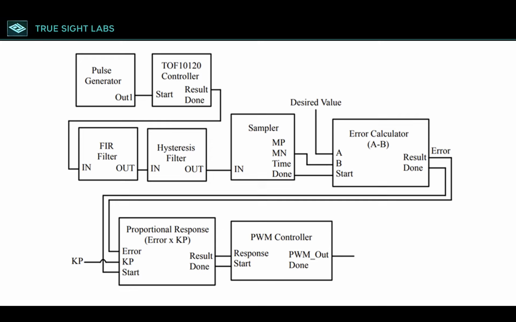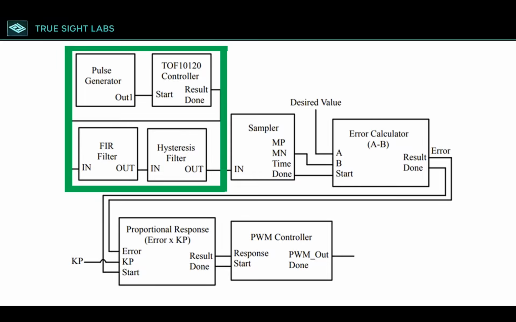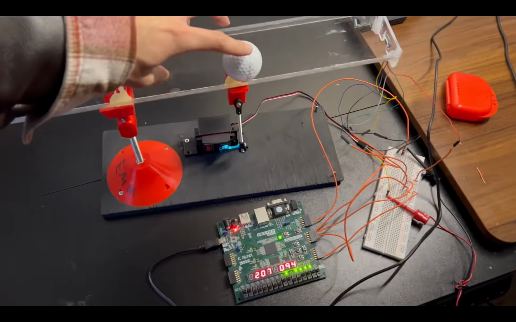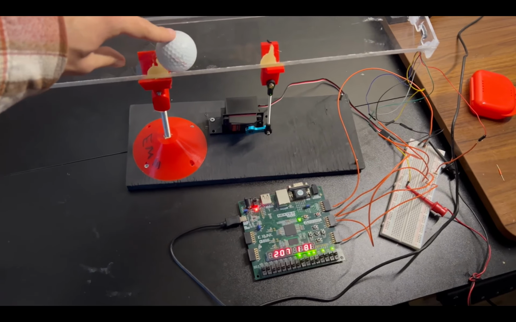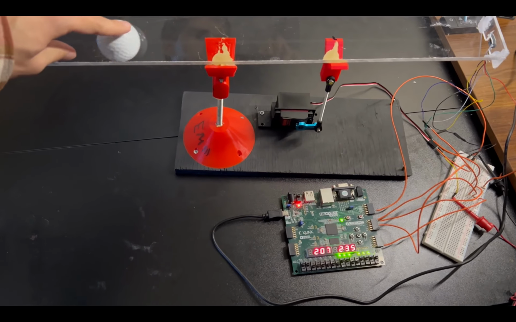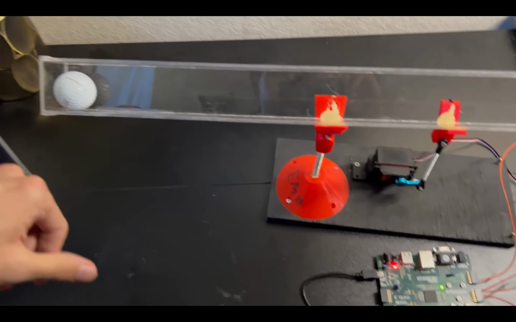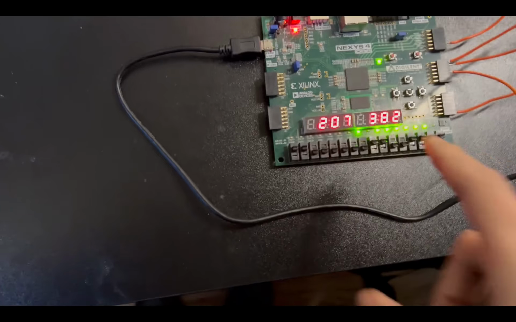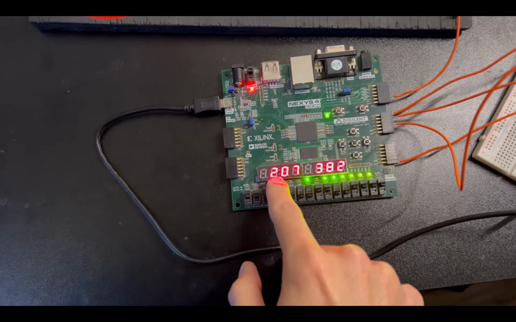In part 1, we designed all the circuitry responsible for taking the distance measurements and filtering out noise. The entire section for part 1 is shown right here in the green box. Here's a short clip of all the part 1 modules in action. So this is the measurement circuitry from part 1. The right 4 7-segment displays show the measured distance, and the left 4 show the desired distance.